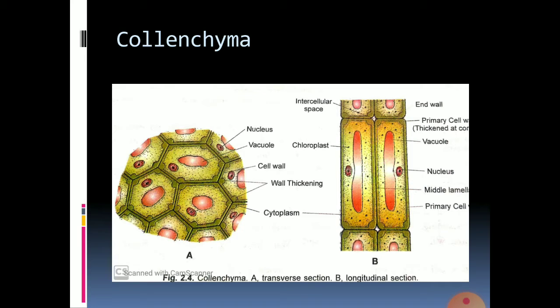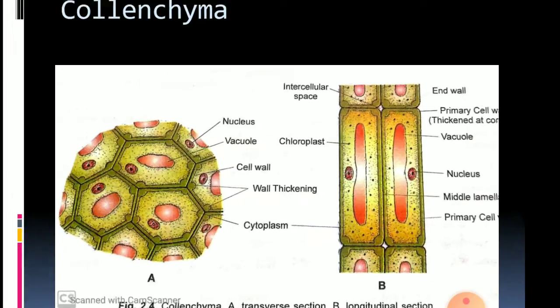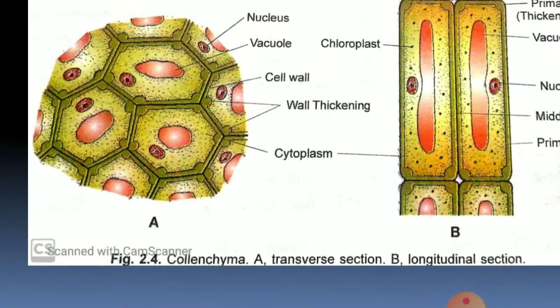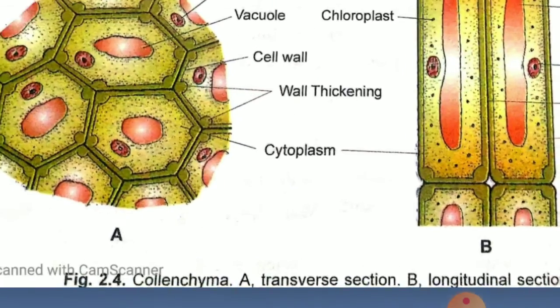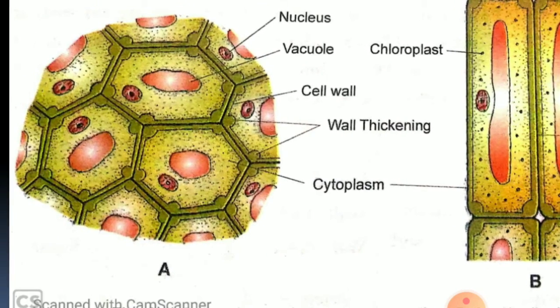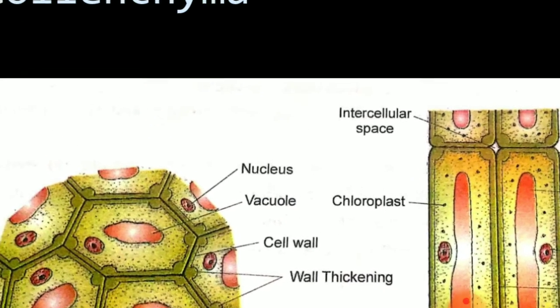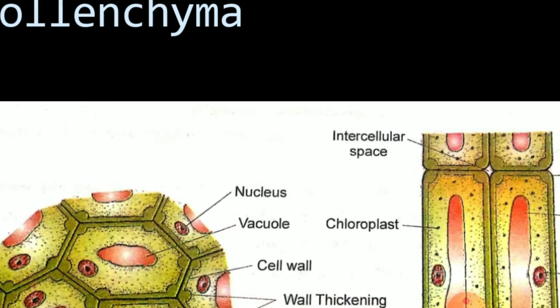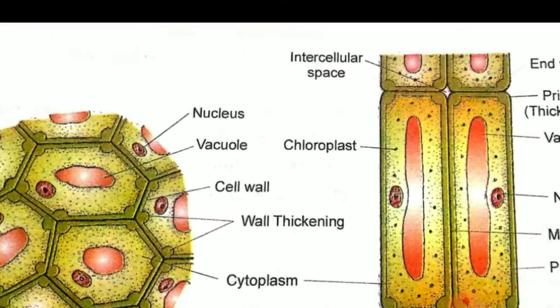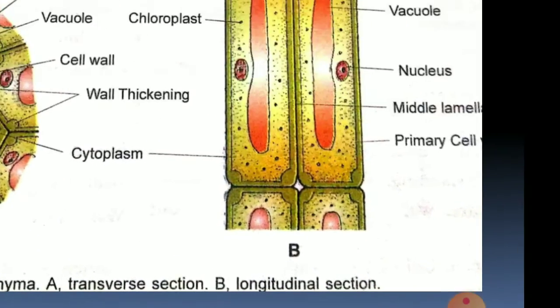This is the transverse section and longitudinal section of collenchyma. In this you can see the cell wall is very thick. In the diagram, cytoplasm is present, it means it is a living cell, wall thickening you can see, and vacuole, nucleus. Chloroplast is present in collenchyma also. It has less intercellular space as compared to the parenchyma.